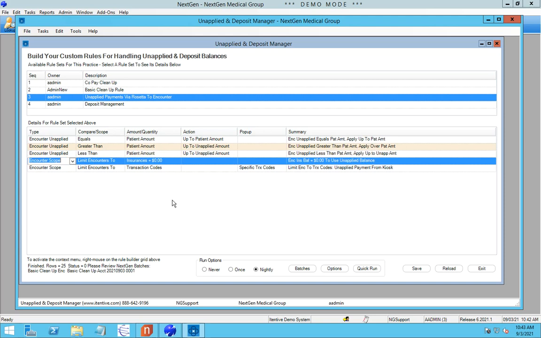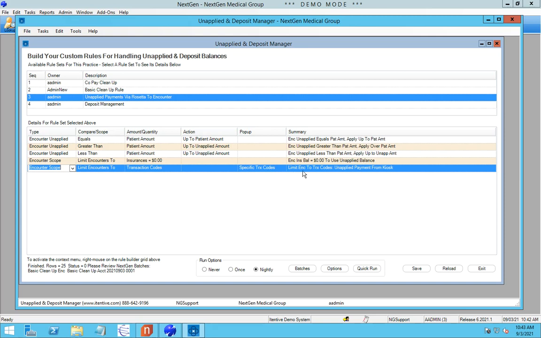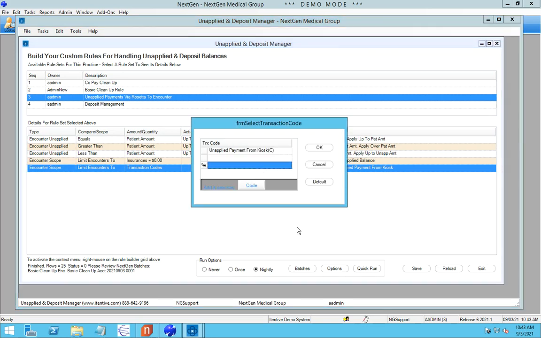We may wait until the insurance is equals 0. And then we're looking for that specific transaction code for this rule where the unapplied amount came from the kiosk. And again, if we wanted to specify other transaction codes, we could add those to the list.